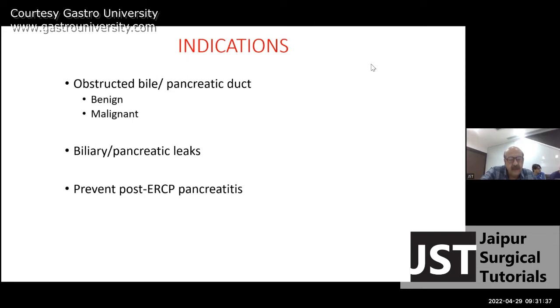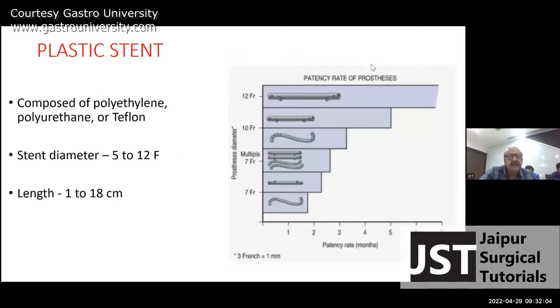And to prevent post-ERCP pancreatitis, actually during ERCP, there is a 2 to 5% chance of getting pancreatitis, and especially in patients with a previous history of pancreatitis with a previous procedure, small papilla, young patient, suspicion of SOD. All these are risk factors, so we have to be more careful in these. And maybe we do a stenting of the pancreatic duct post-ERCP.